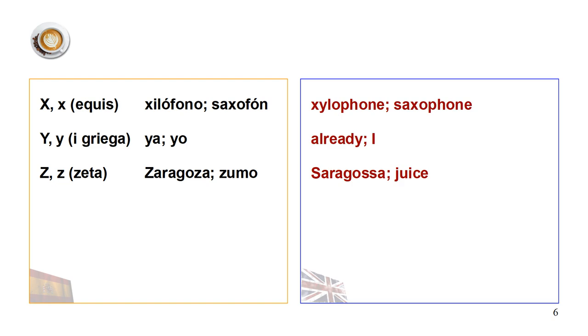Y, as in ya, already, or yo, which means I. Just notice that it is pronounced a bit stronger than elle. Remember, llover, llamar. But in this case, with the y, we say ya, yo. It is a bit stronger. It's more fricative.